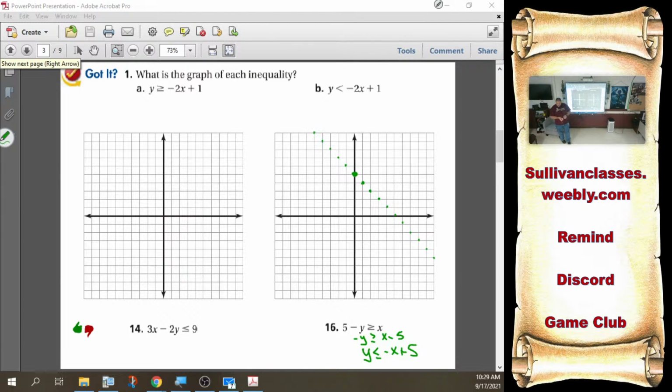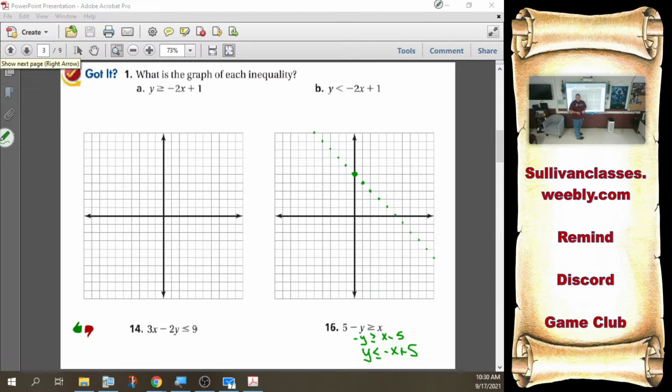I'm starting with 16 first for a reason. I rearranged it in slope-intercept form because what I'm going to do with 14 doesn't really work with this, since it's not in standard form. It's not in standard form, it's not in slope-intercept form, it's just kind of there. So I'm going to rearrange it to make it look familiar. Y-intercept of 5, slope is down 1, right 1.